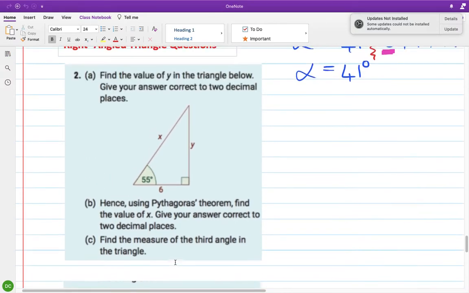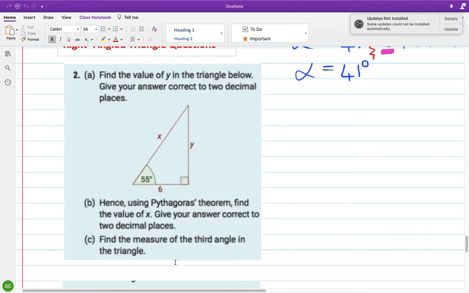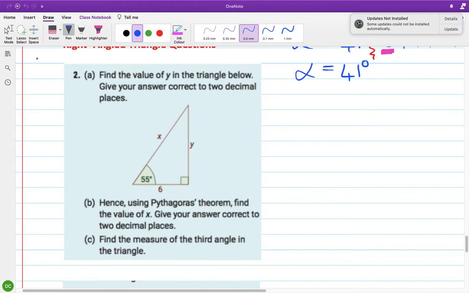Okay guys, let's have a look at the homework from the other night. So it's just all practice on right angle triangles and Pythagoras and finding angles. Find the value of y in the triangle below, give your answer correct to 2 decimal places.